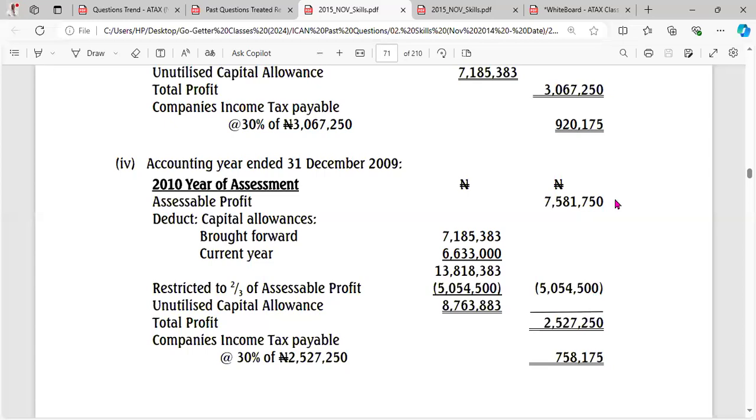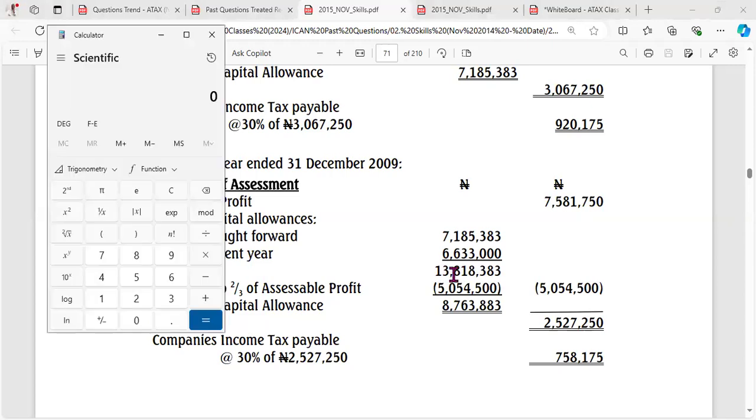7,581. Let's do one of it so that we'll see what we are saying. We have a capital allowance of 13,808,383. And we have accessible profit of 7,581,750. Of course, we cannot pay a debt of 30 million from 7 million. The law says that the debt that you can pay must be 2/3.